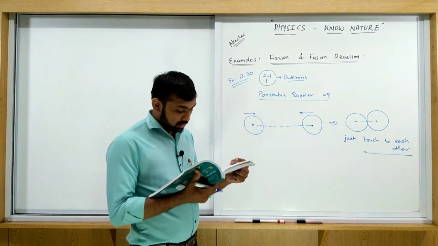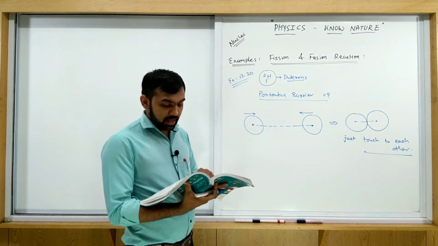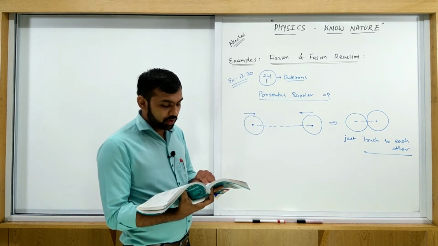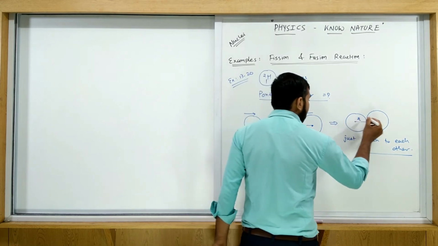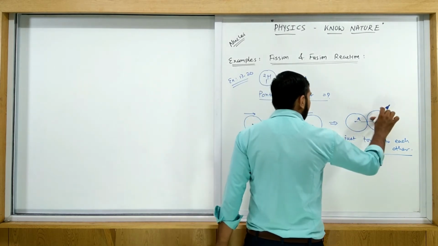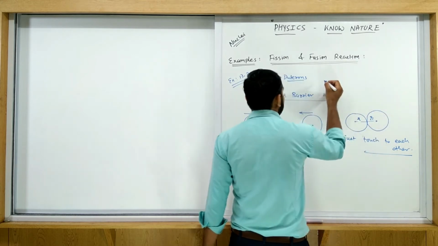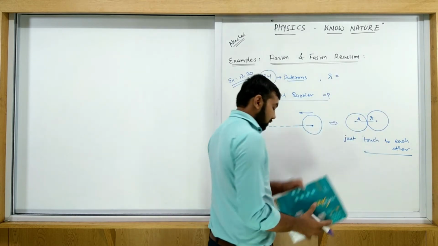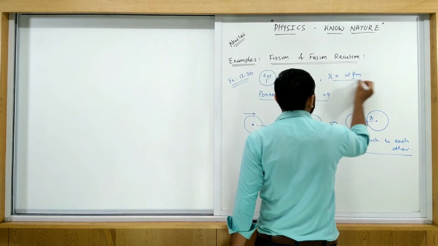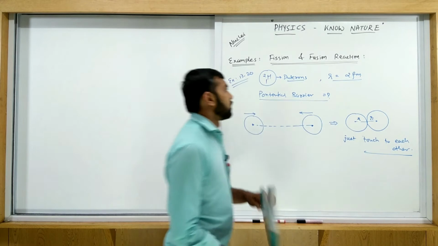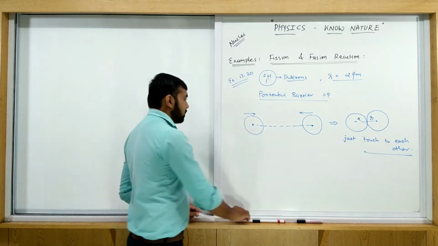And assume that they can be taken as hard spheres of radius 2 femtometer. So what is the radius? Suppose you say that radius is r. The radius is given to us: r is equal to 2 femtometer. Okay, so let us solve this example.